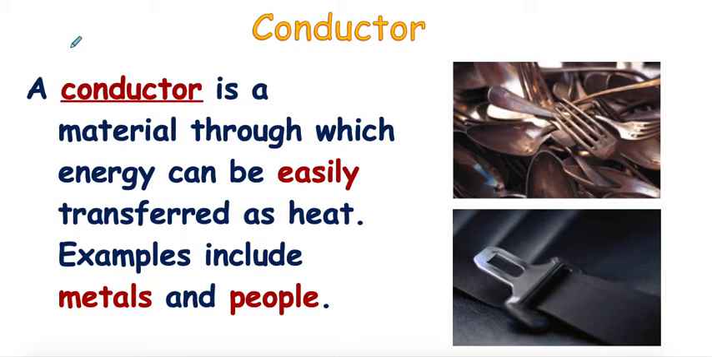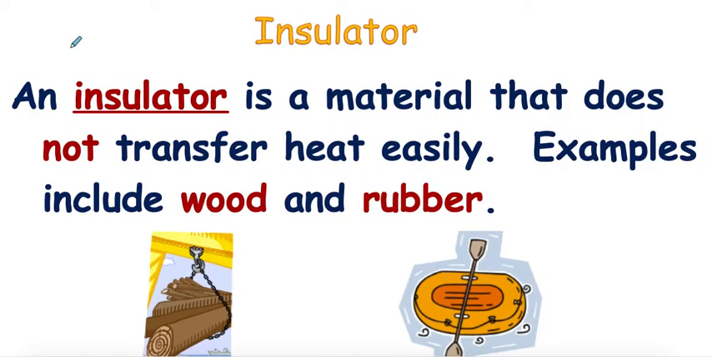So talking about how well things heat up or lack thereof, we have a conductor. We talked about this in our electrical units. A conductor is a material through which energy can easily be transferred as heat. That would be metals, and people are actually good conductors. Anything that's metal is a super good conductor. Now there are different kinds of metals that are worse than others, but the other thing that goes with conductors would be an insulator.